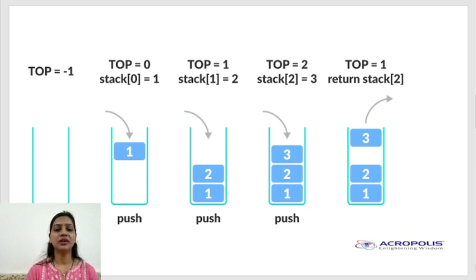When we insert number 3 onto the stack, it takes the top position of the stack. So the stack points to 3 and top points to 2, meaning there are 3 items present in the stack. When we remove 3 from the stack, the 3 is removed from the top of the stack, meaning the last item is removed first. So we remove 3 first from the stack, then we remove 2 and then we remove 1.